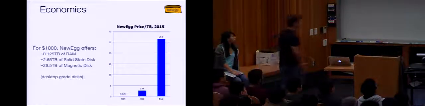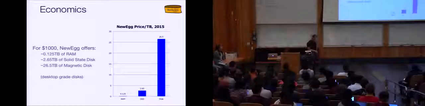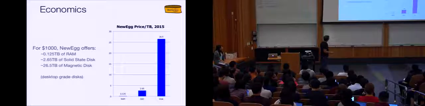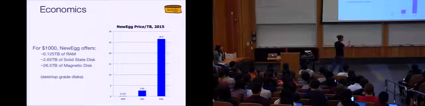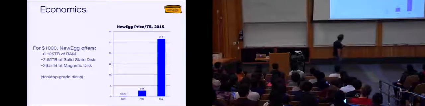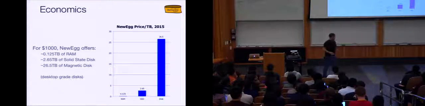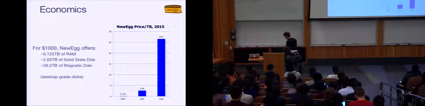So I went on the Newegg.com website last night just to get some prices for, what do you get for $1,000 at Newegg? So you can get like an eighth a terabyte of RAM for $1,000, which is actually kind of crazy. You can get 2.65 terabytes of solid-state disk, which is flash, okay? Or you can get 26.5 terabytes of magnetic disk. So you can see there's like orders of magnitude here, right? Magnetic disk is still an order of magnitude cheaper than flash.